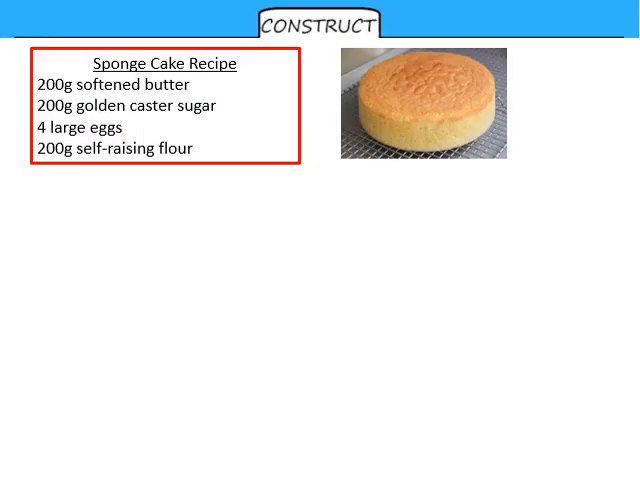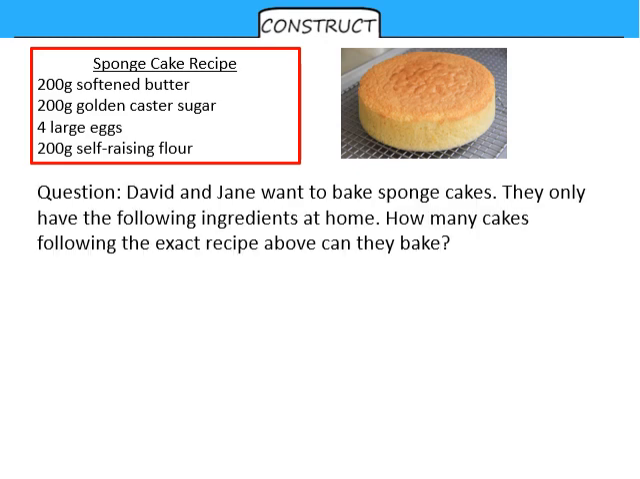So now that we have our recipe, we're going to use this to determine how many cakes we can bake. Now we must have this exact amount of ingredients to be able to make one sponge cake. We're going to use this then to discuss limiting factors. So, the question I've got for you is, we have 2 people, David and Jane. They want to bake sponge cakes. They only have the following ingredients at home. What I want you to think about is how many cakes following that exact recipe above can they bake.